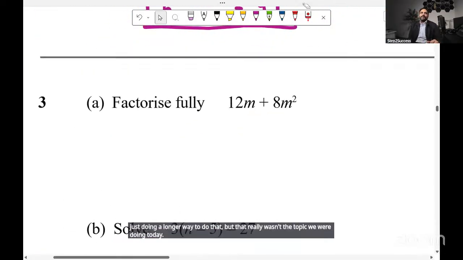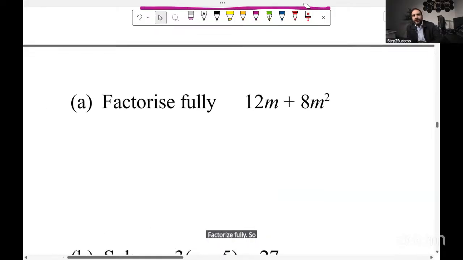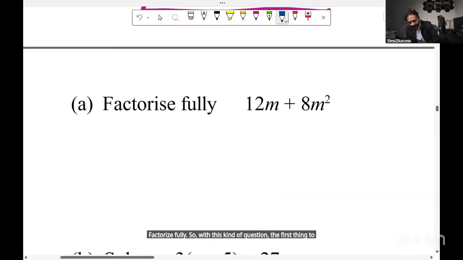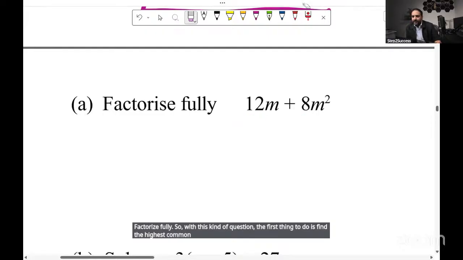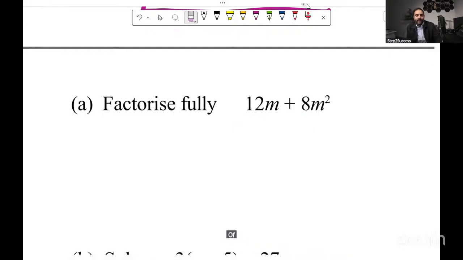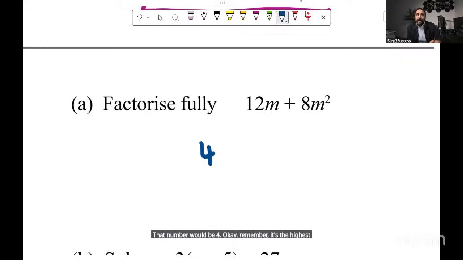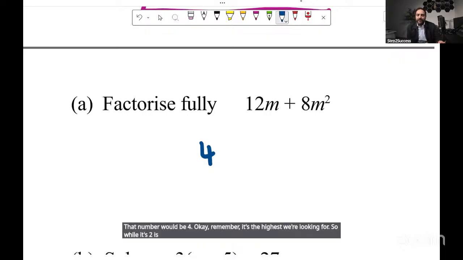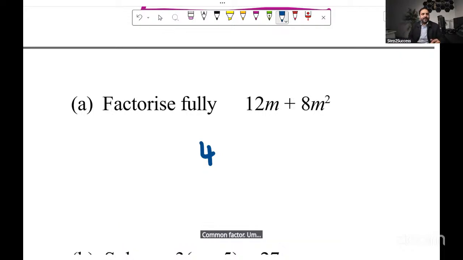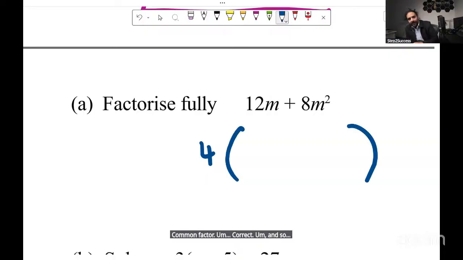Factorize fully. So with this kind of question, the first thing to do is find the highest common factor of 12 and 8. What is the highest number that goes into both 12 and 8? That number would be 4. Okay, remember it's the highest we're looking for. So whilst 2 is a factor of 12 and 8 as well, it is not the highest common factor. Correct. And so we put 4 outside.